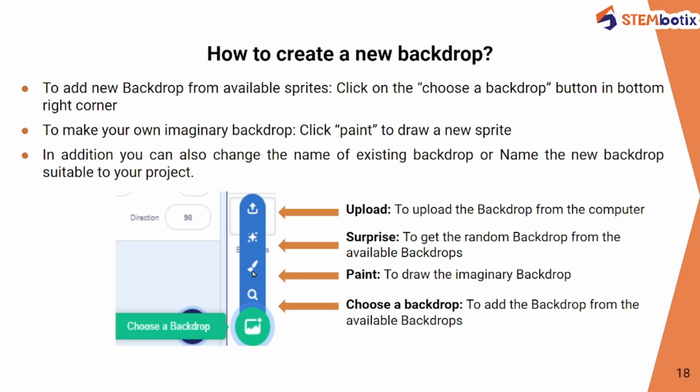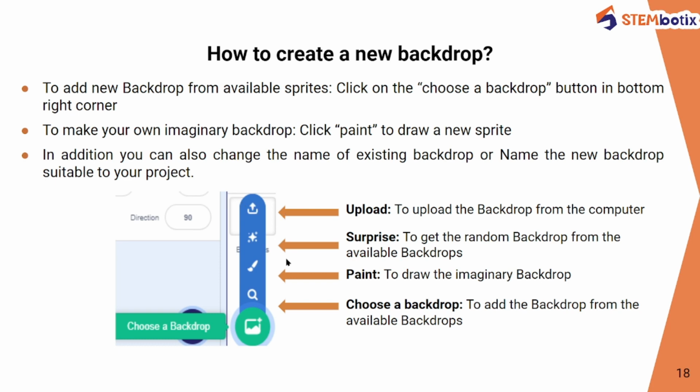After that there is an option of paint. Using this particular button you can draw any kind of imaginary background suitable to your project. After that, similar to Sprite, it also has a surprise backdrop option. When you click here, it will give you a backdrop of a random kind. And if you want to upload a particular background to your project, you can do that using this upload button. Just click on that and you will be guided to add your already available backdrop from your computer or laptop.